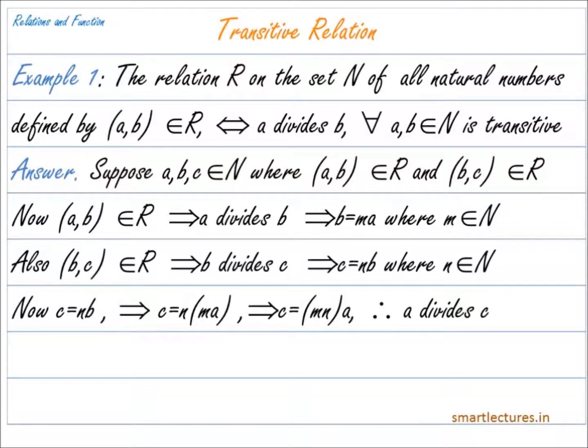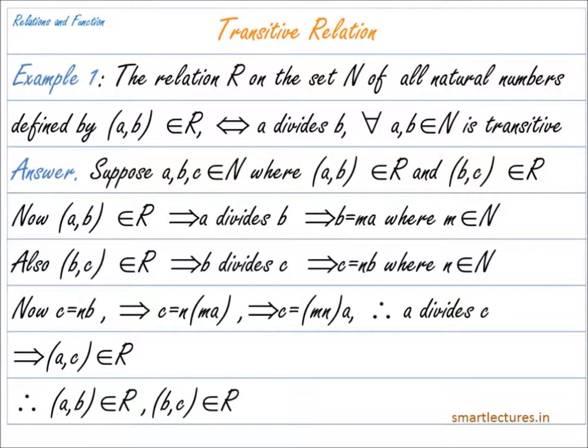So that implies (a,c) is also related, or (a,c) belongs to R. Hence, if (a,b) belongs to R and (b,c) belongs to R, then that also implies (a,c) also belongs to R for all a, b and c which belong to natural numbers. So, the given relation R is a transitive relation.